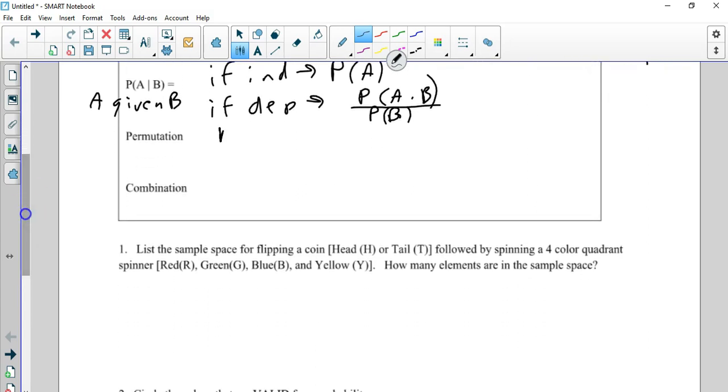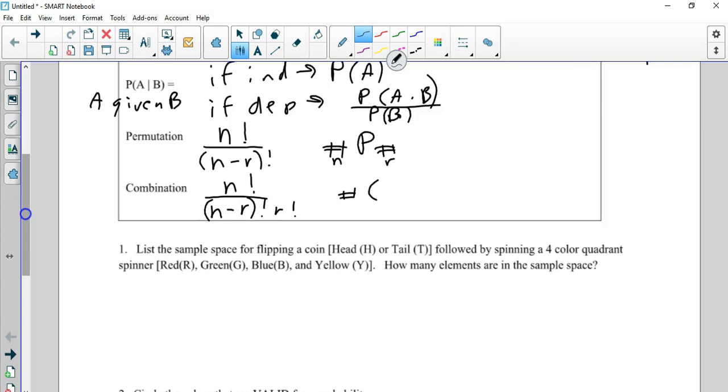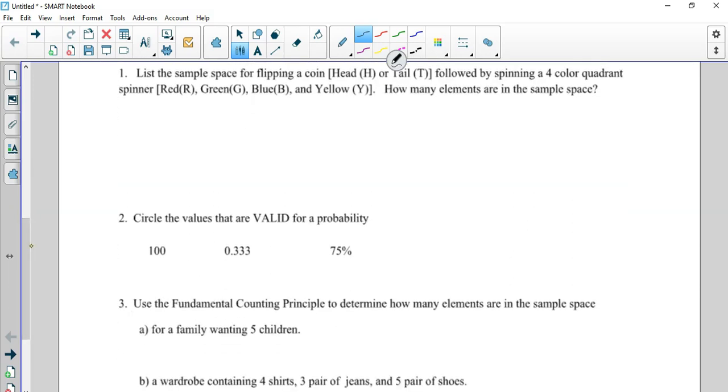Permutation, the correct formula is this. But as long as you just go to use the math key and go to NPR, you're fine. Remember, this is your N and that's your R. And in combination, here's the technical formula. It's the same thing, except it has this extra R on the bottom. But again, if you just put in NCR from the calculator, you're good to go.